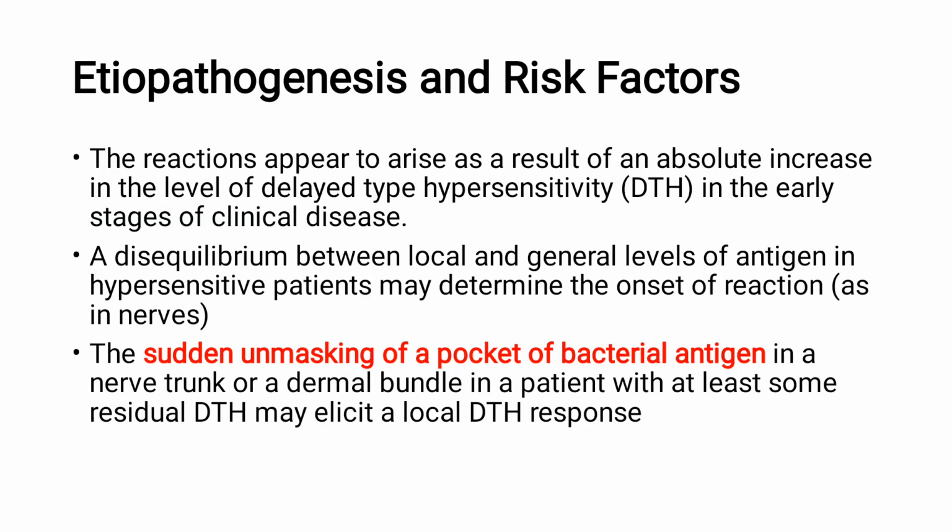Etiopathogenesis and risk factors. The reactions appear to arise as a result of an absolute increase in the level of delayed type hypersensitivity in the early stage of the clinical disease. A disequilibrium between the local and general level of antigen in hypersensitive patients may determine the onset of reaction, as in nerves. The sudden unmasking of a pocket of bacterial antigens in a nerve trunk or dermal bundles in a patient with at least some residual delayed type hypersensitivity may elicit a local delayed type hypersensitivity response.